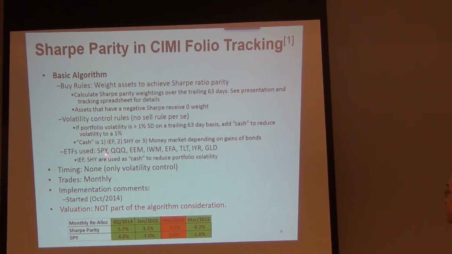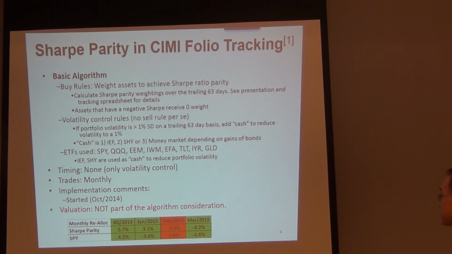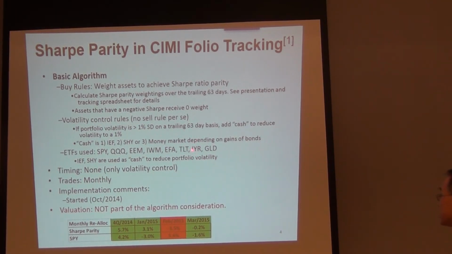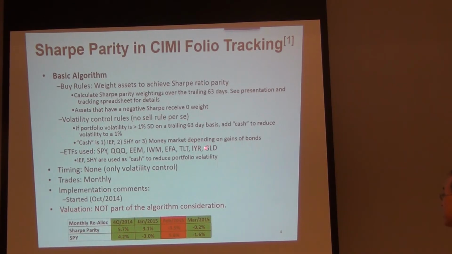The ETFs used were Standard & Poor's 500, NASDAQ 100, emerging market, Russell 2000, developed market EFA, TLT long-term treasury, IYR the commercial real estate or REIT, and gold. I'm going to skip some of that. Timing: there's no timing. Trading is monthly.